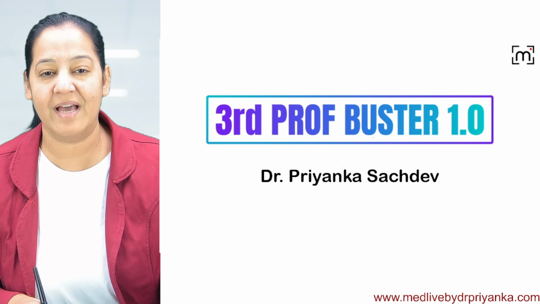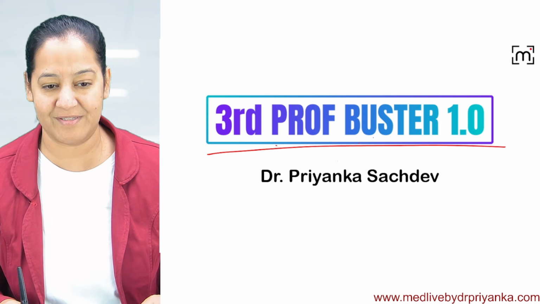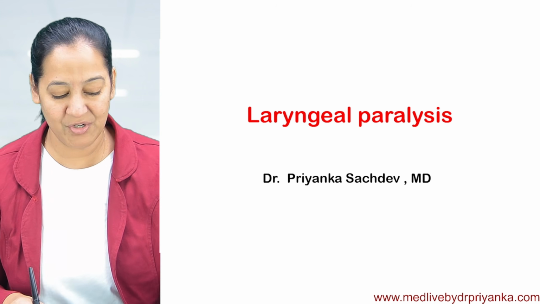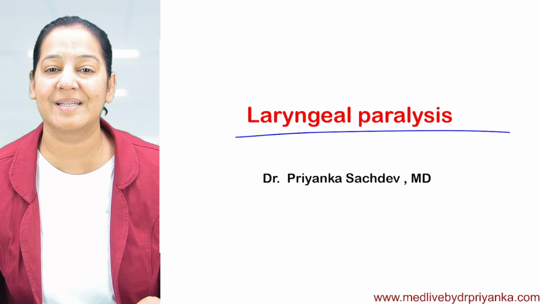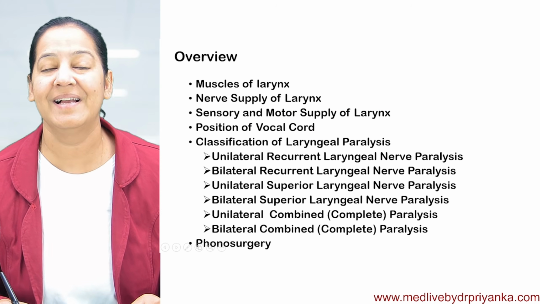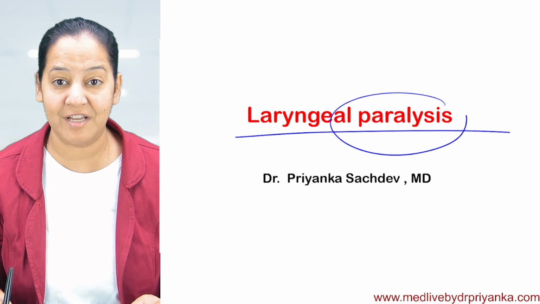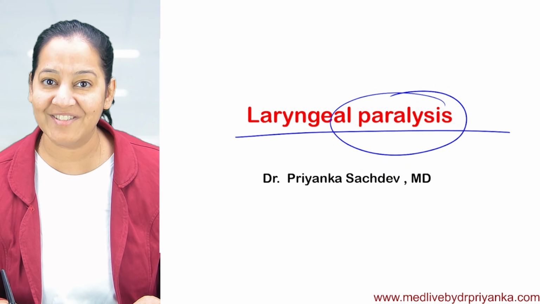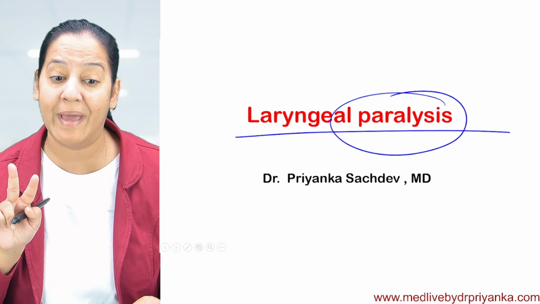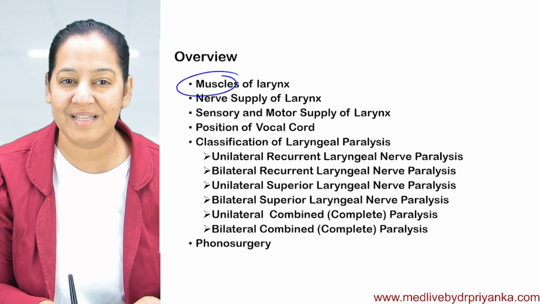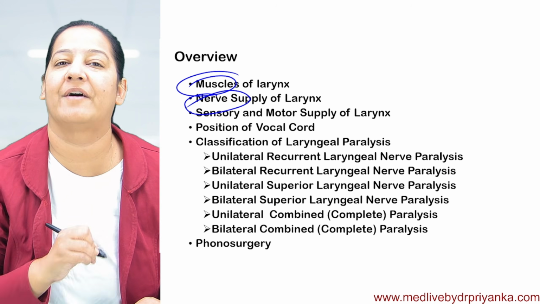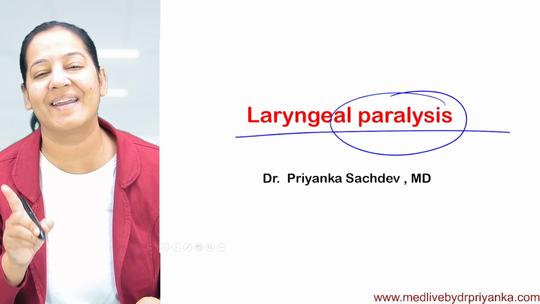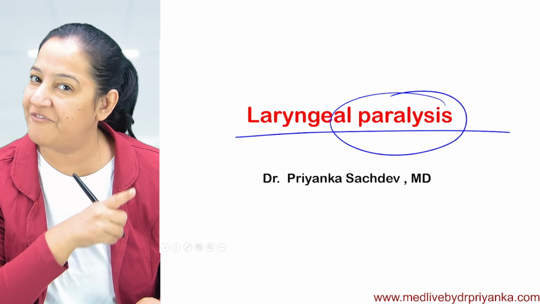So let's start it. As I told you, in this batch, the 3rd Prof 1.0, today's subject is ENT. And in ENT today, we are going to study laryngeal paralysis. You will be able to understand laryngeal paralysis if you understand two things very clearly. Number one, the muscles of the larynx, and number two, the nerve supply of the larynx. If you understand the muscle and nerve supply, understanding laryngeal paralysis will be fun for you.